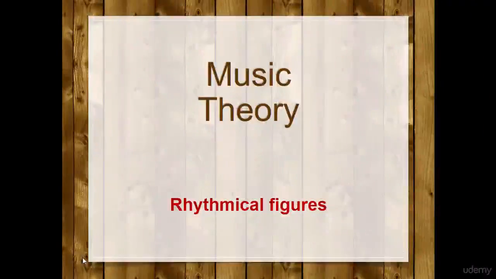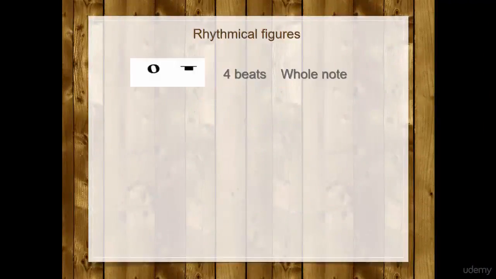Let's talk about rhythmical figures. In music, each note has its own value, and these are the main types of rhythmical figures. First is the whole note. When you have a note that is just a circle, it means that it has to last 4 beats.